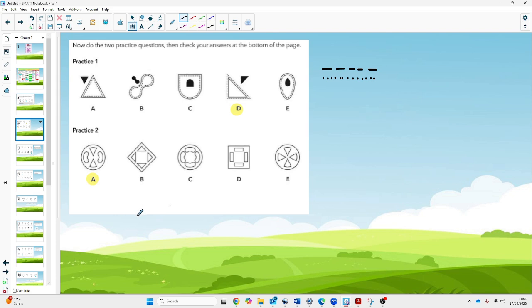Practice 2. The reason it's A is because within all the other shapes, you have 4 identical shapes inside. But you can see here on A, you've got 2 different types of shapes inside.